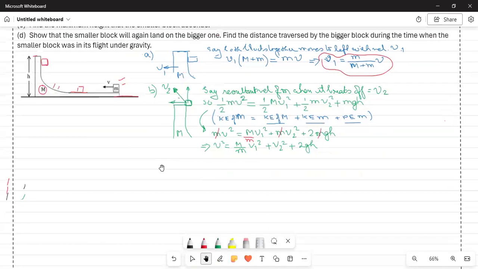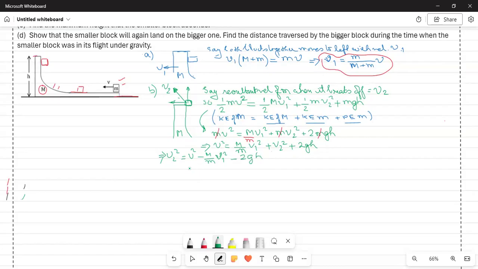Now, what I am trying to find out is V2. So from here, we write, therefore, I go a little left so that some space is available. V2 square is equal to V square minus capital M by small m V1 square minus 2GH.